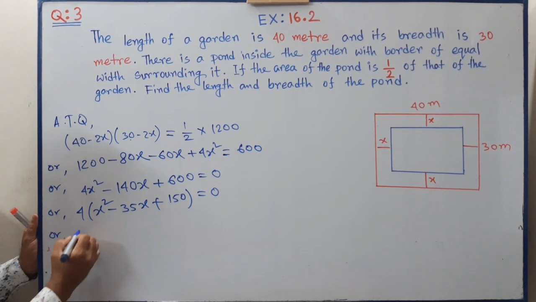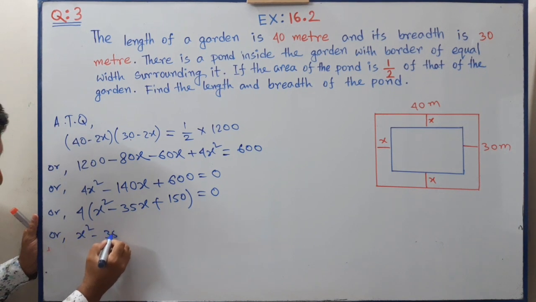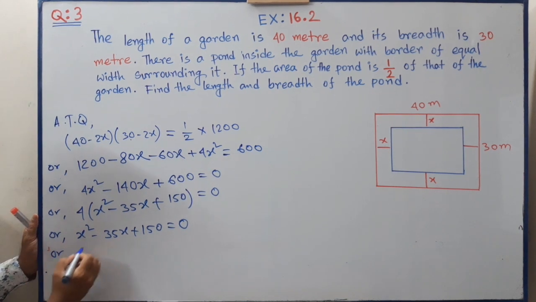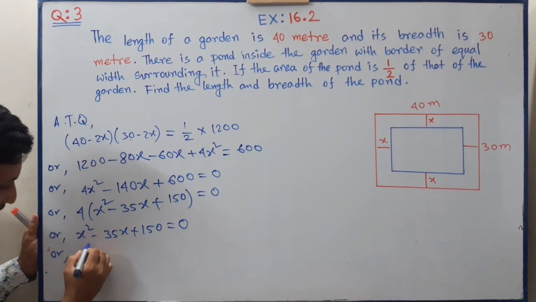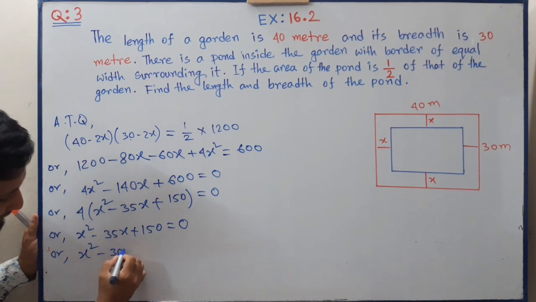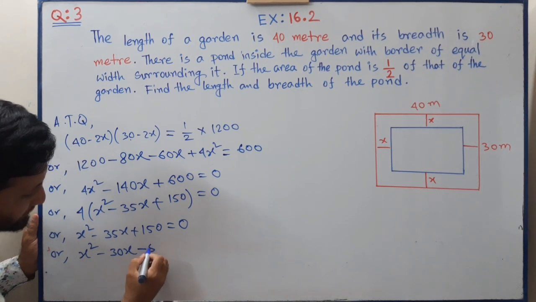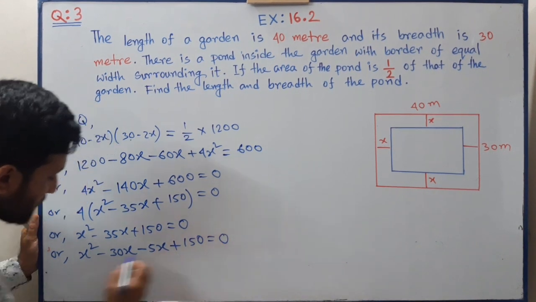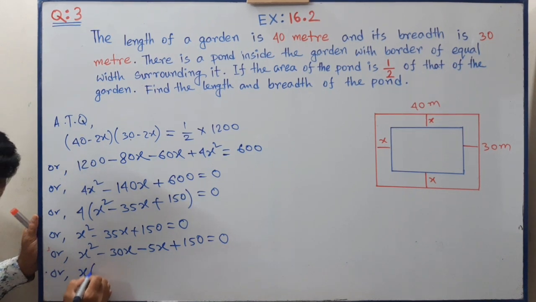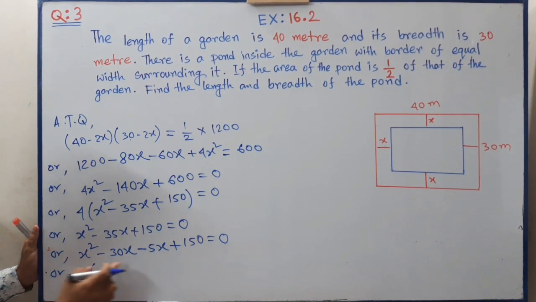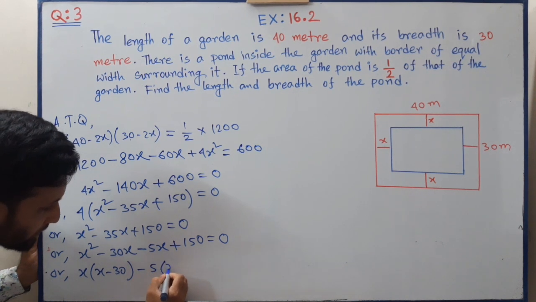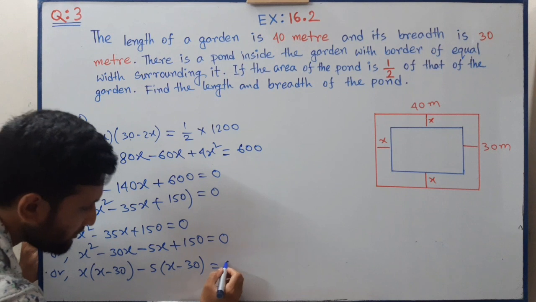Now we can write x square minus 35x plus 150 equal to 0, and by simple calculation using the middle term we can write x square minus 30x and then minus 5x, and then plus 150 is equal to 0. In the next line we can take x common from the first two terms, so x minus 30, and from the next two terms we take minus 5 common, so we can write x minus 30 is equal to 0.